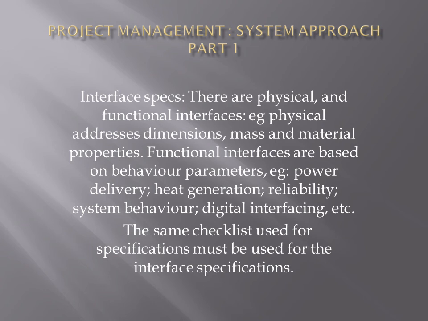Interface specifications. There are physical and functional interfaces. Example, physical addresses dimensions, mass, and material properties. Functional interfaces are based on behavior parameters. Example, power delivery, heat generation, reliability, system behavior, digital interfacing, etc. The same checklist used for specification must be used for the interface specifications too.